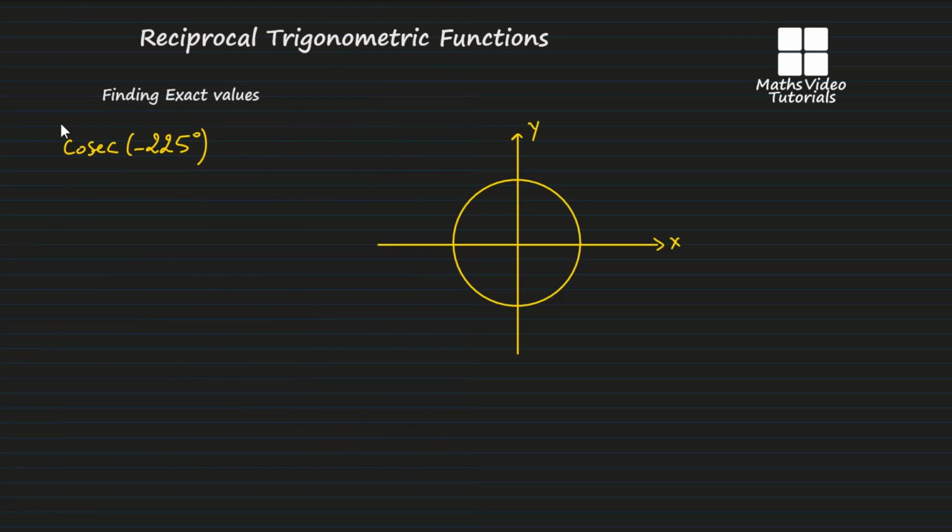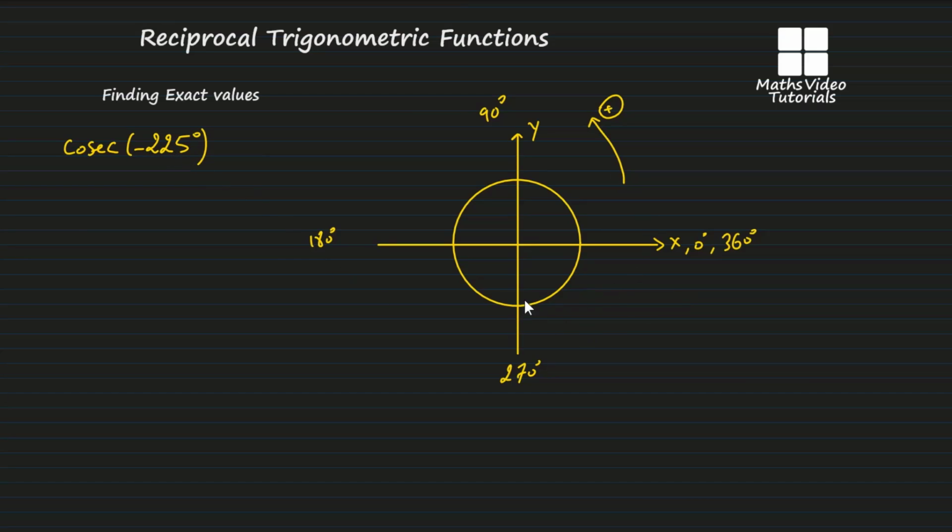So we're going to take a look at this example: cosec negative 225 degrees. I've got a unit circle here, and we need to be aware that the positive direction for trigonometry is the anti-clockwise direction. So this is our positive direction. For the angles, this is 0 degrees, this is 90 degrees, 180 degrees, 270 degrees, and then 360 degrees.